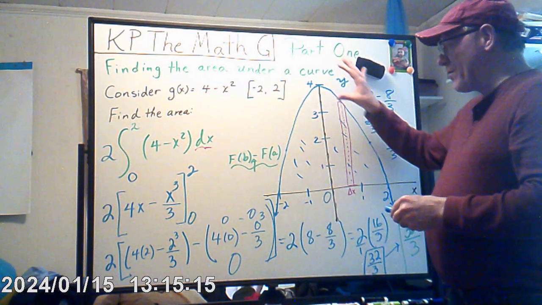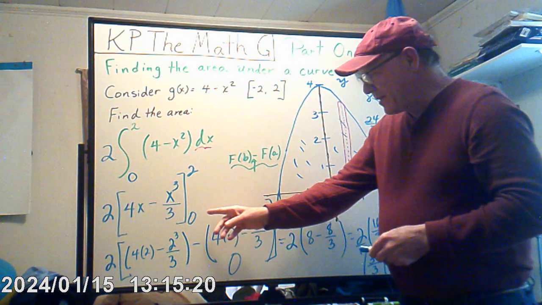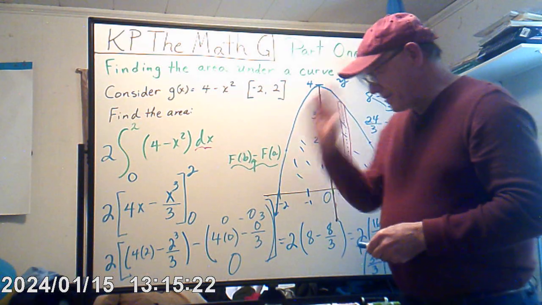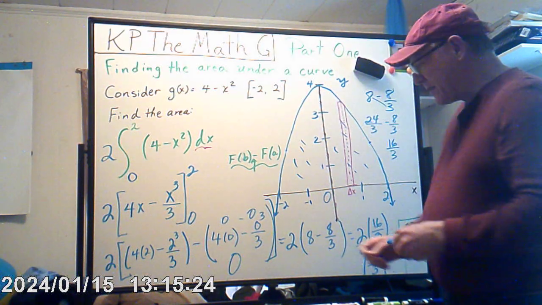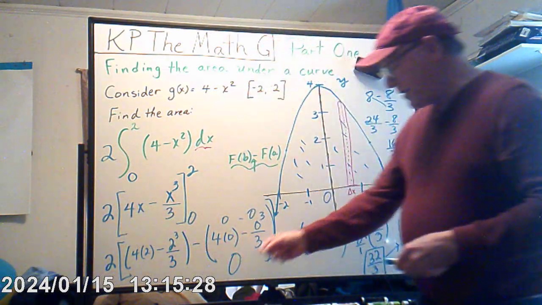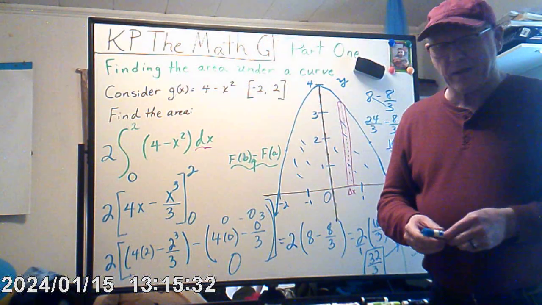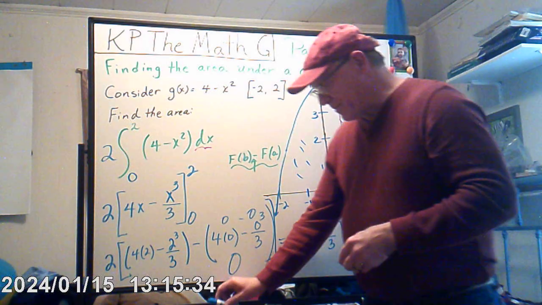Anyway, there's more than one way to do a problem. We could have done it a while ago from -2 to 2 and gotten it right out. Or we could have done from 0 to 2, but multiplying by 2 in the end to get the same answer, 32 over 3.